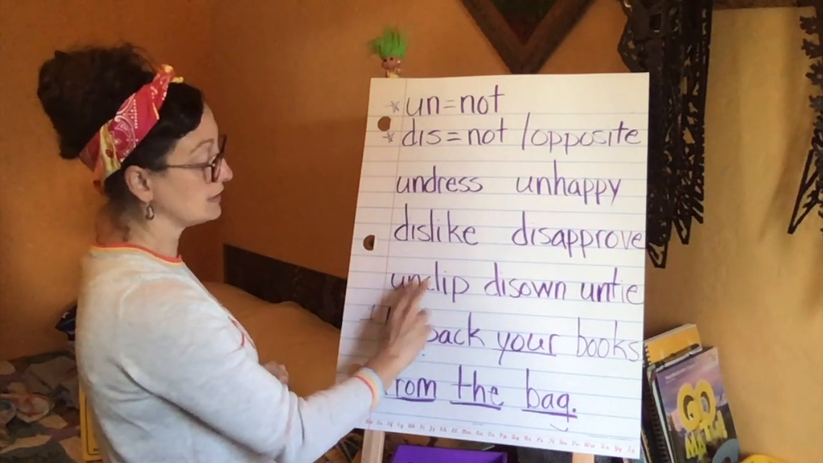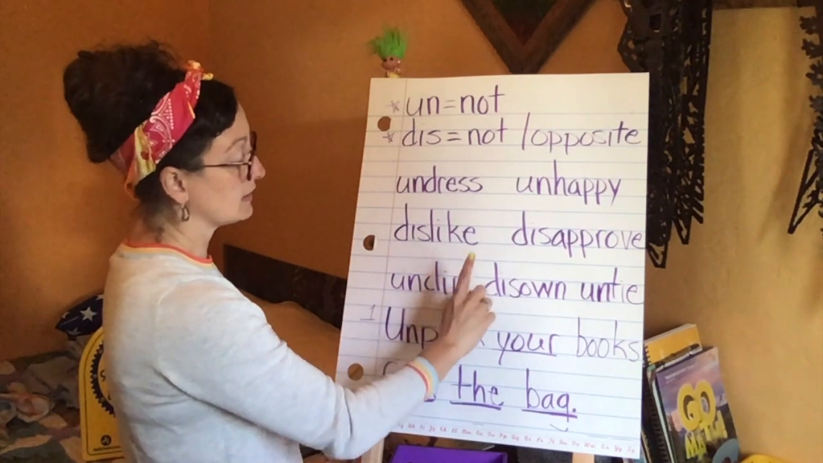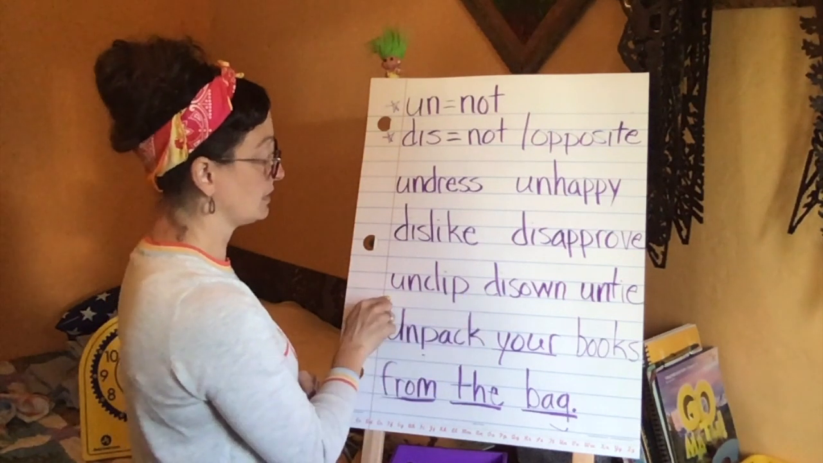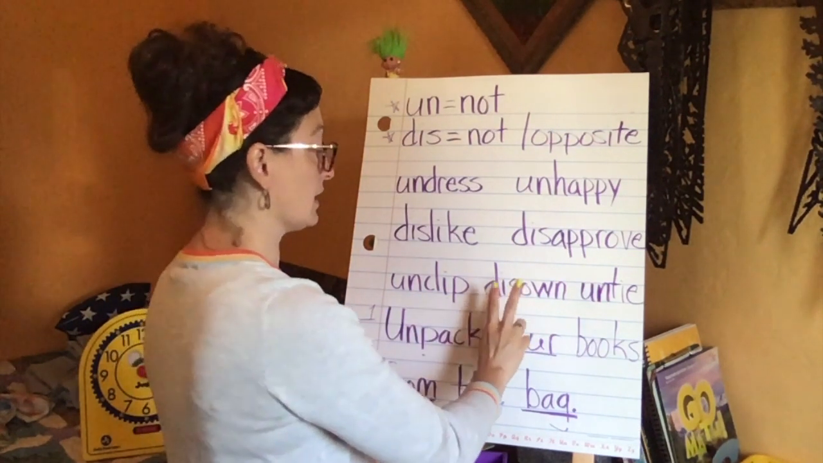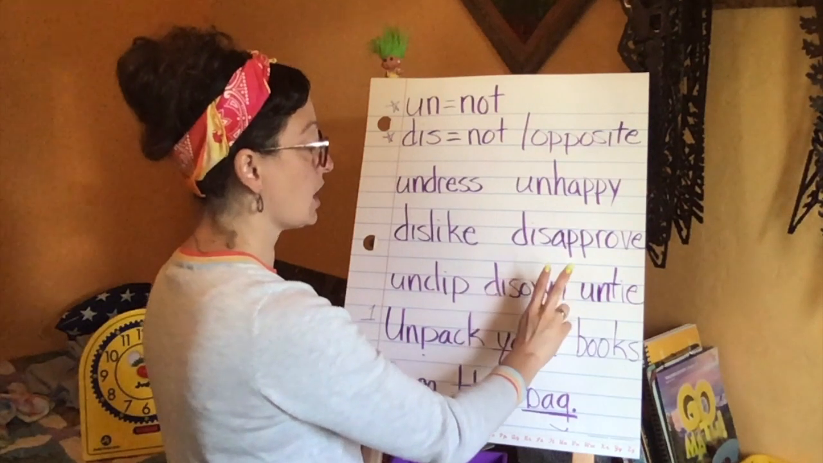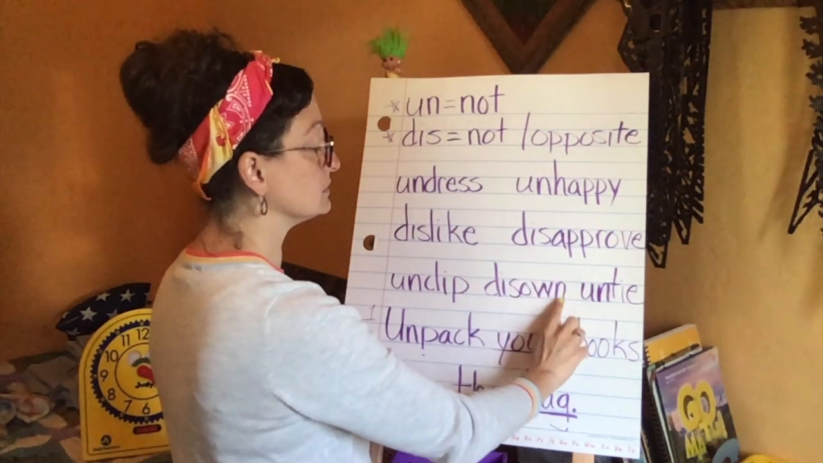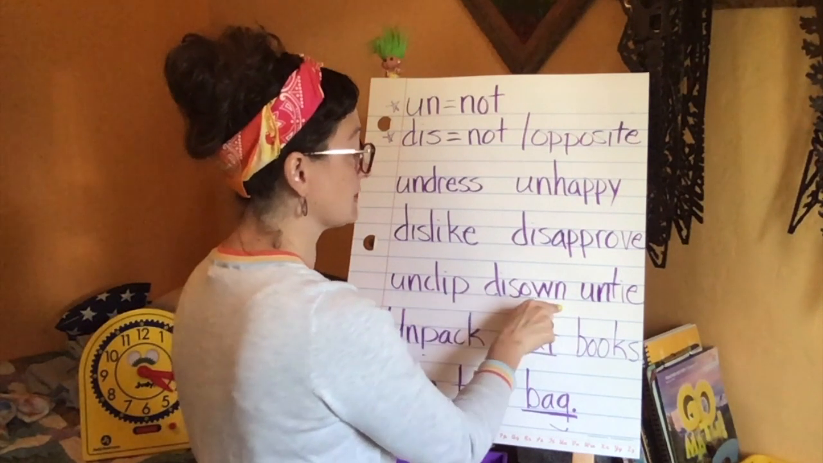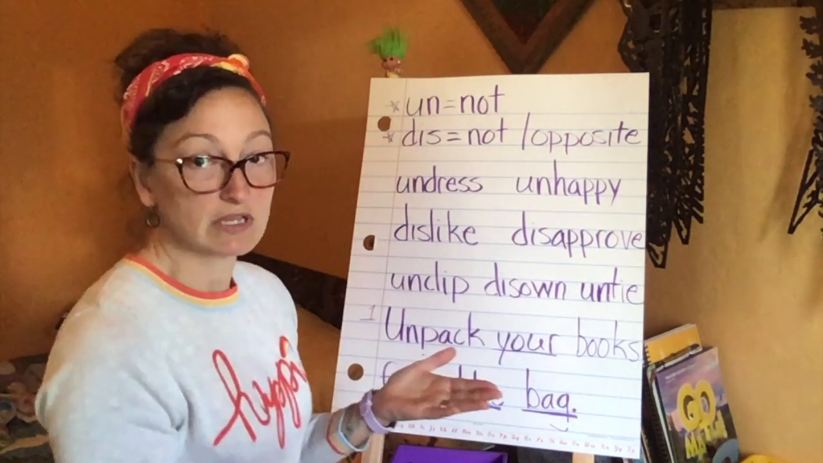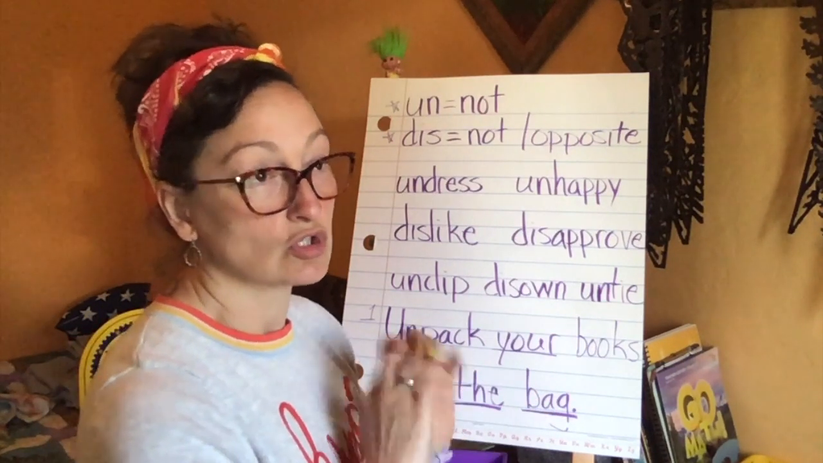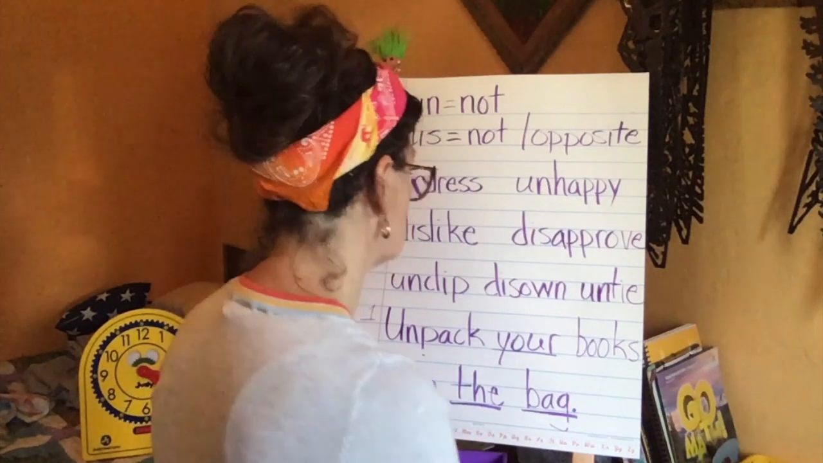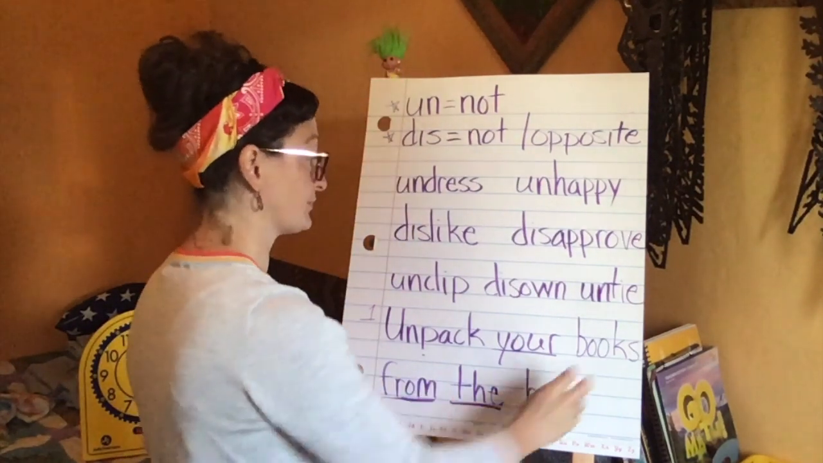Next row. Unclip. And disown. If you own something and you don't want to own it anymore, you might then disown it. Okay, so that's one that means the opposite.